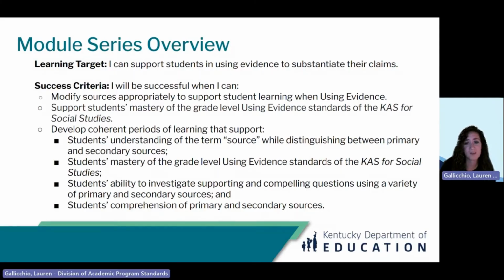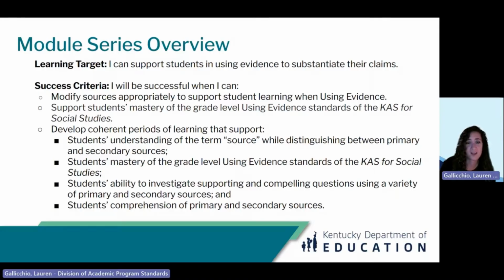In grade 5, a student may look at an excerpt or adaptation of the Stamp Act to gain a better understanding of historical events during the colonization to Constitution period. Furthermore, students must know the difference between primary and secondary sources, as that is a demand of the using evidence standards of the CAS for Social Studies. As a result, this module takes time to explain the definition of a source in Kentucky. Additionally, it also supports teachers in understanding the differences between primary and secondary sources and how to convey those differences to their students.